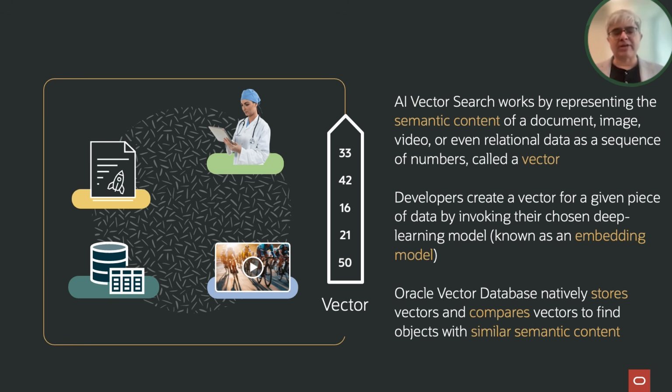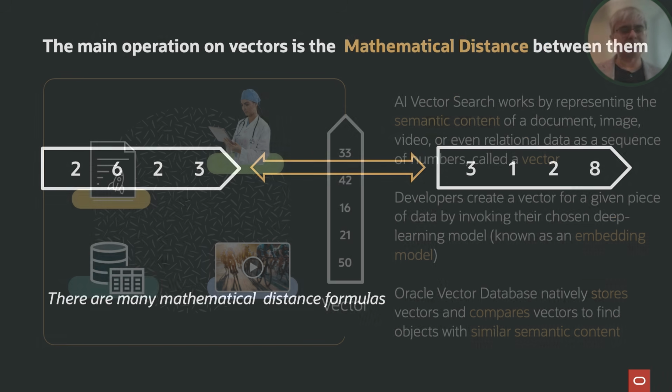Developers can create vectors for a given piece of data by invoking their chosen deep learning model, also known as an embedding model. And these are black magic entities that basically convert very sophisticated data into this list of numbers. And once this list has been created, known as a vector, this vector can then be stored natively in the database and be compared with other vectors to find objects with similar semantic content.